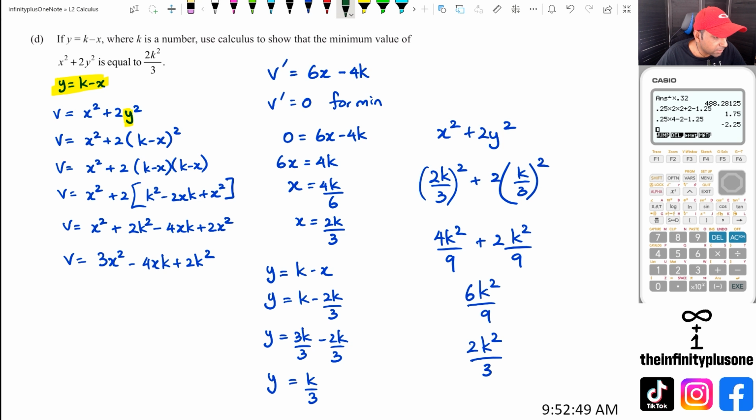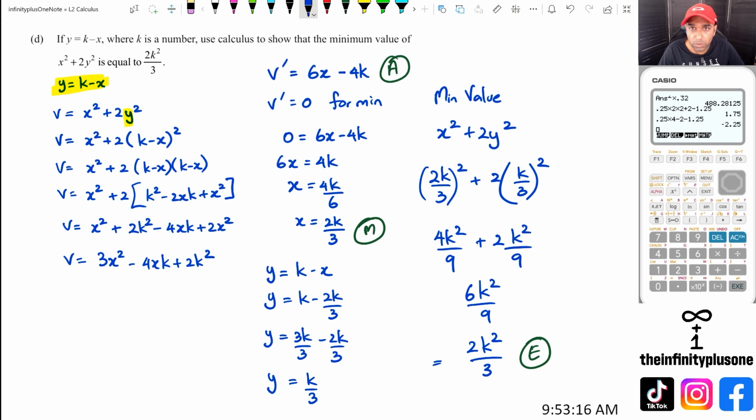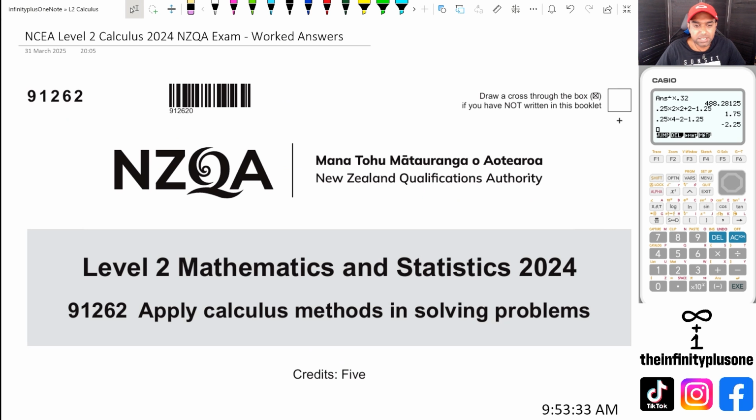So grades wise, value equation found and differentiated is going to become achieved. So I guess this part right here is going to get you an achieved. Value for x or y found after setting v dash equal to 0, so up to here could get you a merit. Final proof is excellence. So I guess we might want to say that minimum value. Cool, and that's basically question 3. All right, folks, that's basically it for this exam paper here.